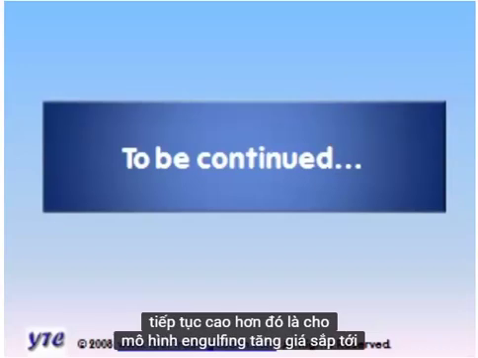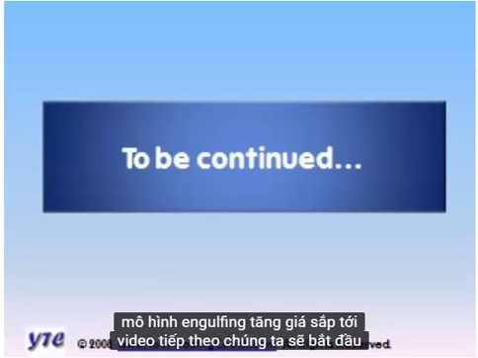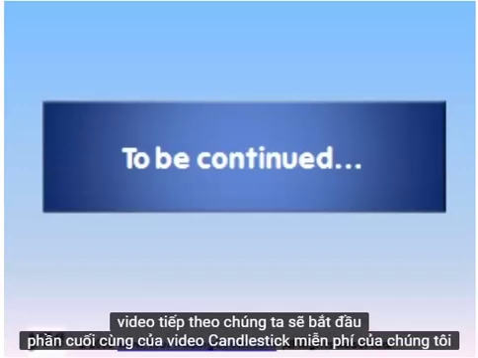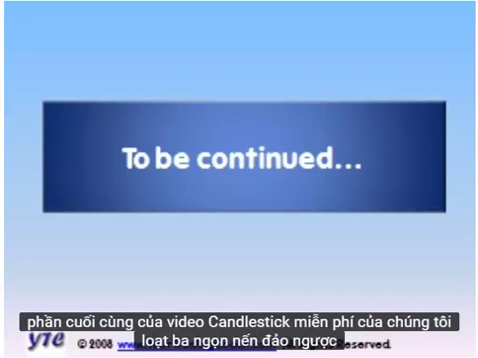That's it for the bullish engulfing pattern. Coming up in the next video, we'll get started on the final part of our free candlestick video series, the 3 candle reversal patterns.